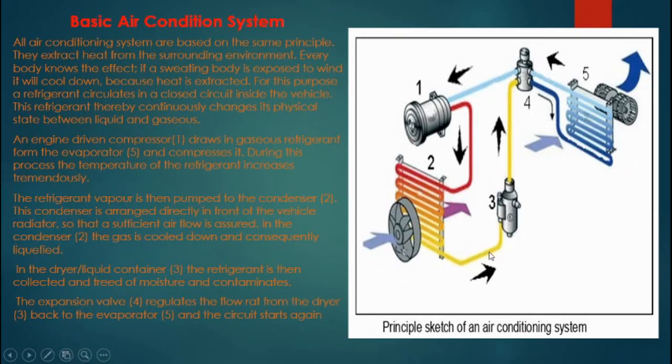This yellow line is the liquid, and this liquid is collected in the receiver dryer, which is also called the liquid container. This container filters the liquid, freeing it of moisture and contaminants. After this, the liquid reaches the expansion valve, and this expansion valve regulates the flow of liquid from the receiver dryer back to the evaporator, and this circuit starts again.